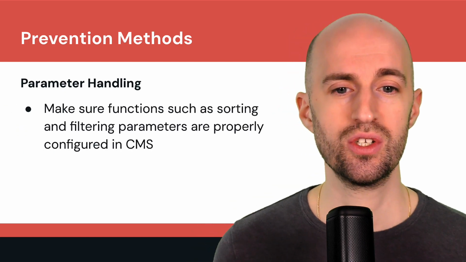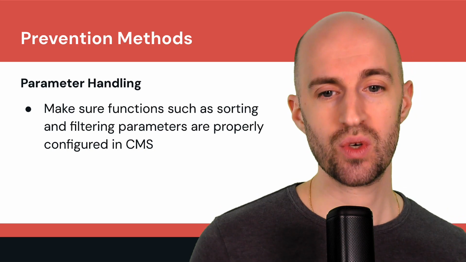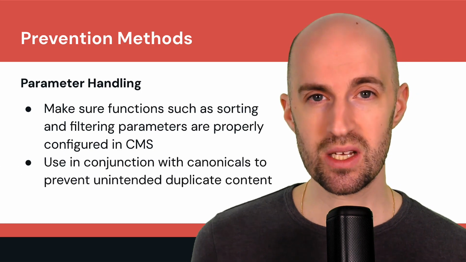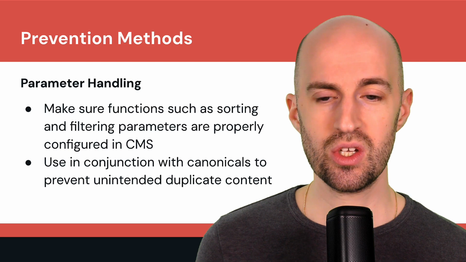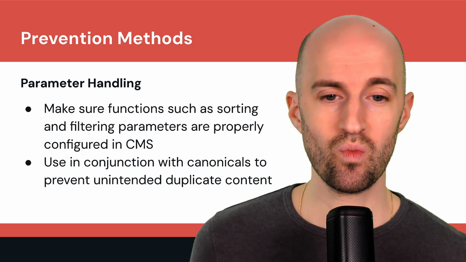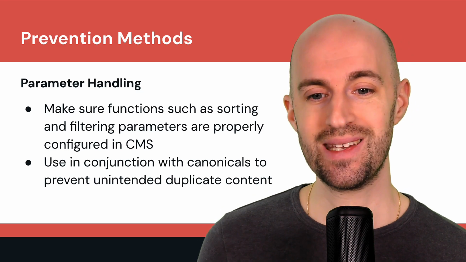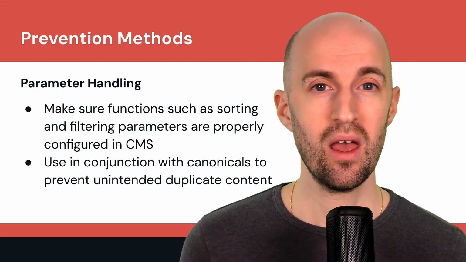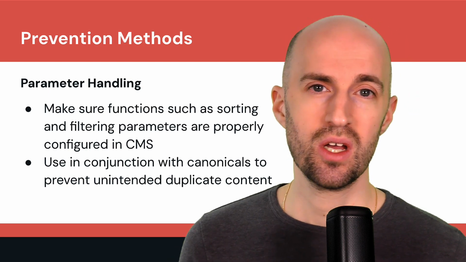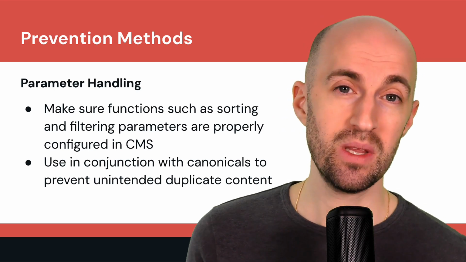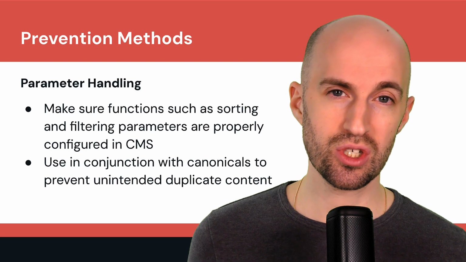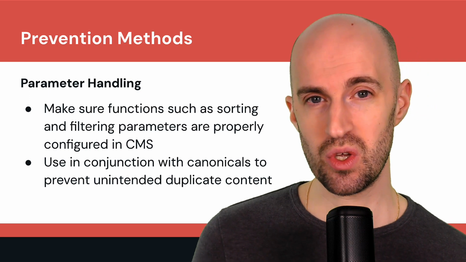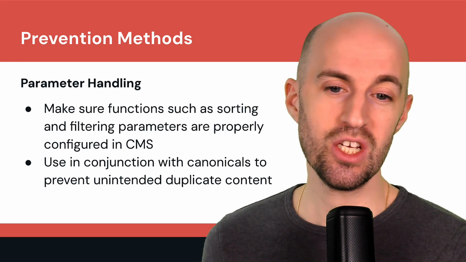Make sure the functions on a page, such as sorting and filtering parameters, are properly configured in your CMS so that it doesn't cause duplicate content issues. It's always good to use these in conjunction with canonicals to prevent unintended duplicate content, because a page could have the filters, but it could also have the anchor text or the slug, the keyword-rich URL version, and that could be the main page, whereas the filter parameter version of the URL could be a secondary one, and that needs to be taken care of so it doesn't cause any duplicate issues.